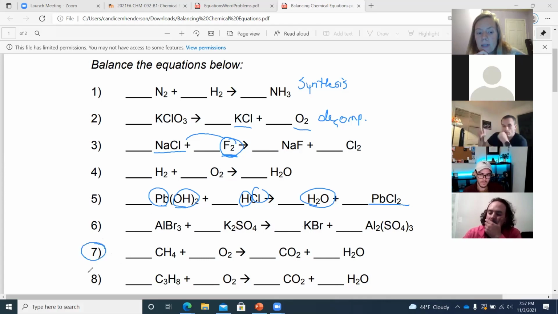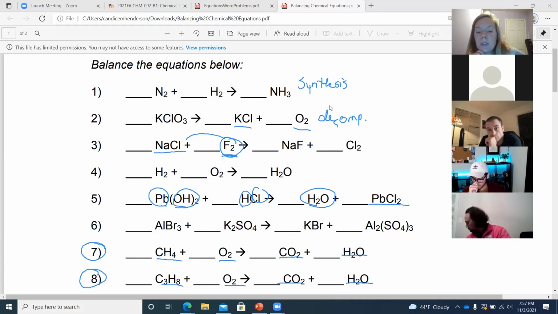Hopefully you can start to see 7 and 8. What type of chemical reaction are both of those? Combustion reactions. Hydrocarbons coming together with oxygen, CO2, H2O. Okay. So that is the end of that chapter.